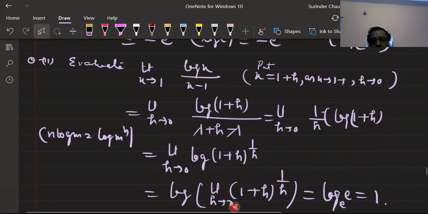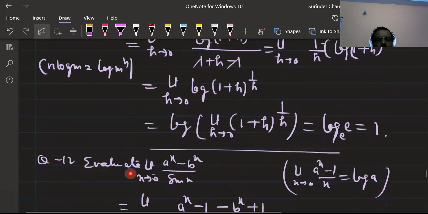Log of limit h tends to 0 of (1 plus h) to the power 1 upon h is equal to log of e to the base e, which is equal to 1. Log of e to the base e is equal to 1, and the base is here e, so 1 is the answer.